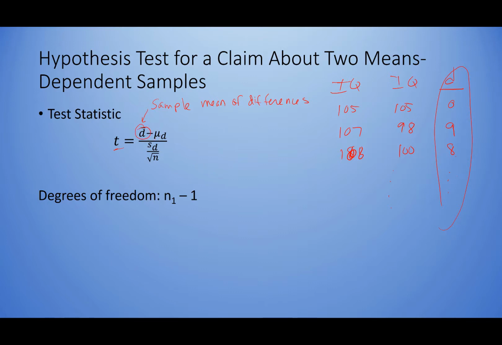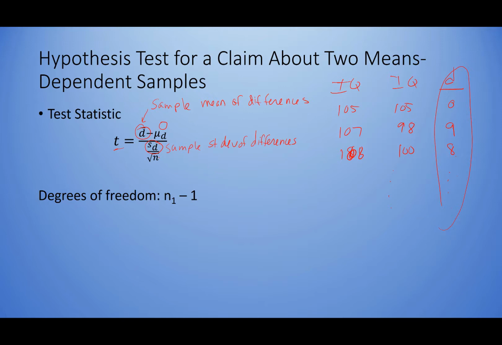Now, our mu sub d, well, our null hypothesis said that that was going to be equal to 0. And then s sub d, that is our sample standard deviation of the differences. So we would come back to our column of differences here, and then we would have to find the standard deviation of that column. And that's the value that we would put in here. And then our n is our sample size.